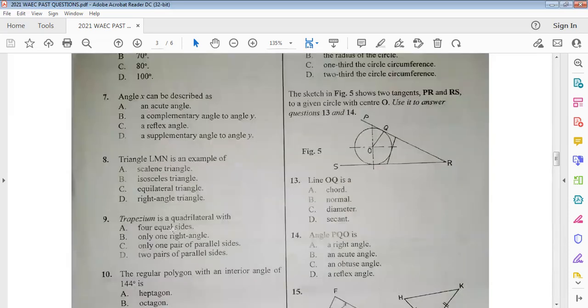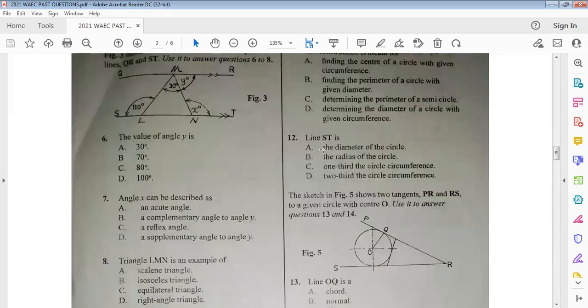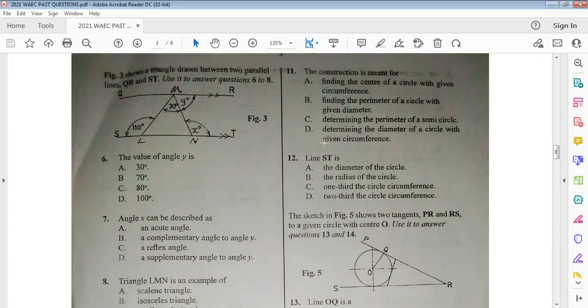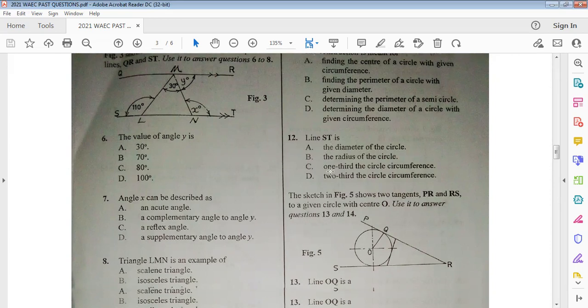I think we also have a question like that. Okay, as we have here, line ST. So line ST is the diameter of the circle. That is option A. So don't forget that for question 11, option D is the correct answer, which is determining the diameter of a circle given the circumference. Then question 12, line ST is the diameter of the circle.